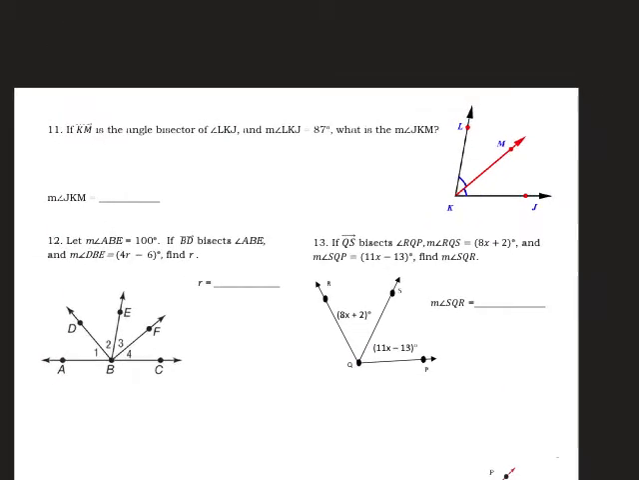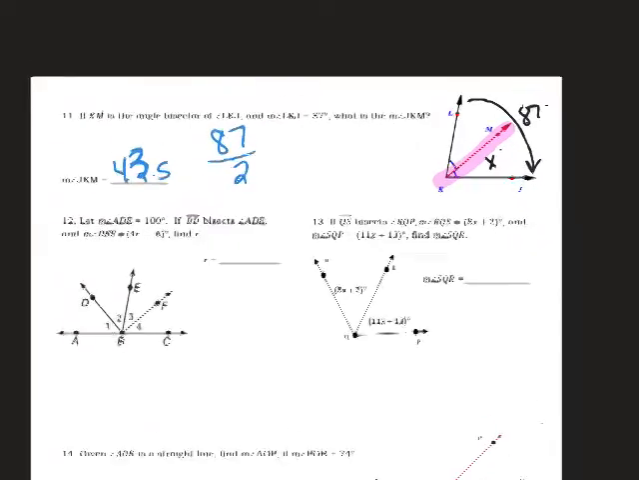All right, it says if ray KM is the angle bisector of angle LKJ, and LKJ is 87, this whole angle here is 87 degrees, what is the measurement of JKM? So if the whole thing's 87, and we know we have an angle bisector, what does the bisector do to the angle? Splits it in half. So if these two are equal, and I know the whole thing's 87, how do I figure out one angle? Divided by 2. Good. What's 87 divided by 2? 43.5. I was making sure y'all were listening. All right, next one.